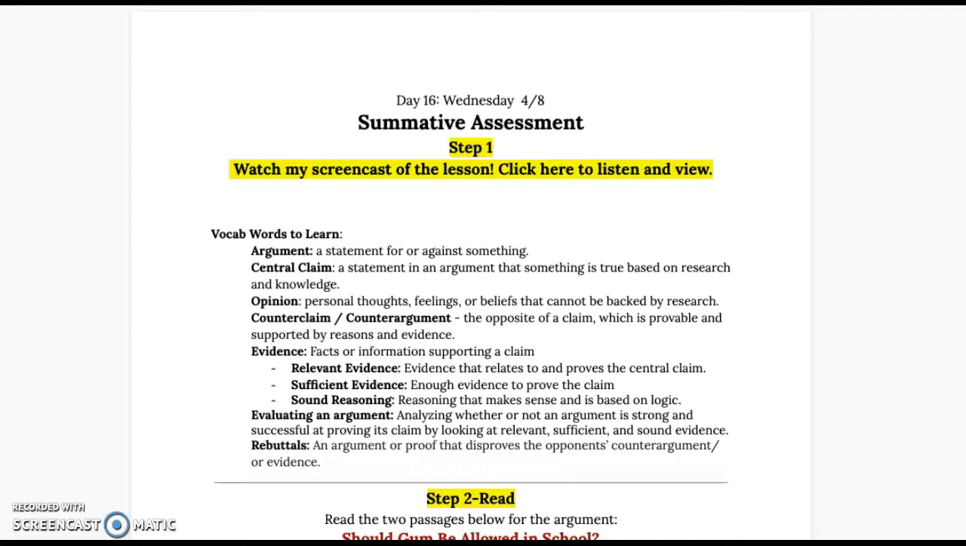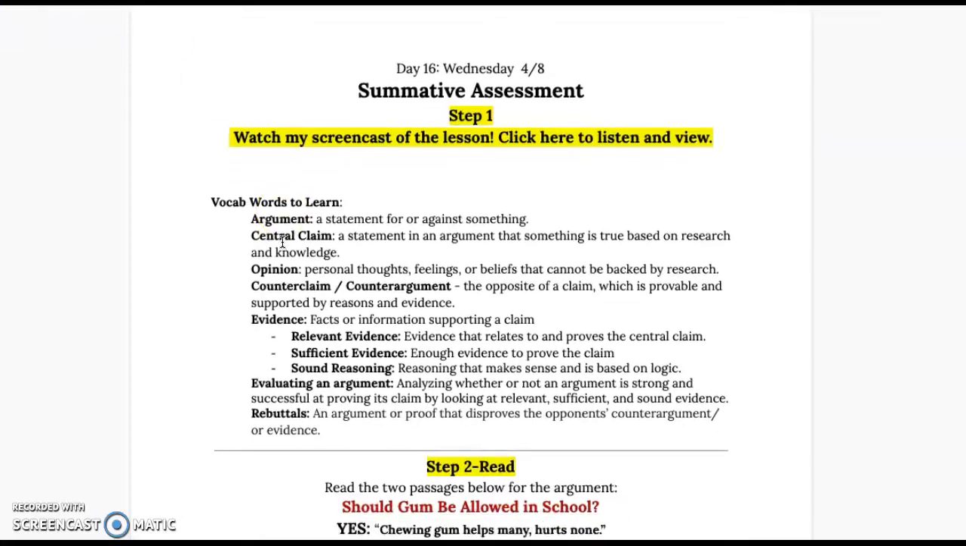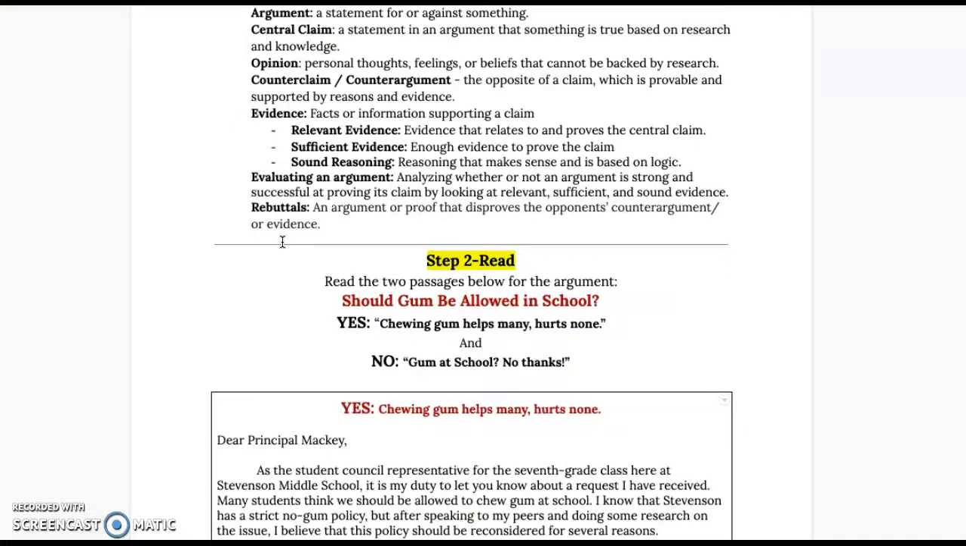Today you're going to complete a summative assessment. We are finished with our unit on reading arguments. You've all done such a great job. In fact, you practiced for this last week with the argument topic, Are Athletes Overpaid? So in just scrolling down and looking at this summative, you'll see it's a lot like that one.